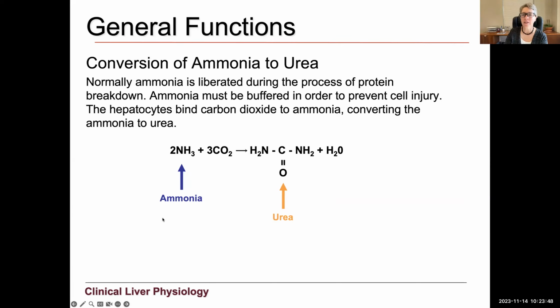So take a look. You don't need to memorize the formula, but here's ammonia. What it buffers ammonia with is carbon dioxide, because there's plenty of it in the body. We're always producing carbon dioxide with metabolism. So we will take some ammonia, bind it to carbon dioxide, and we get this new molecule called urea, and then a little bit of leftover water. Urea is not toxic. Urea can be excreted by the kidneys. So urea is the vehicle by which we get rid of any excess ammonia. And all of this process occurs in the liver.